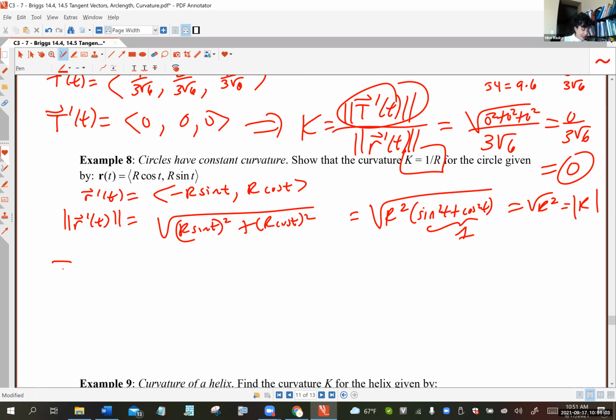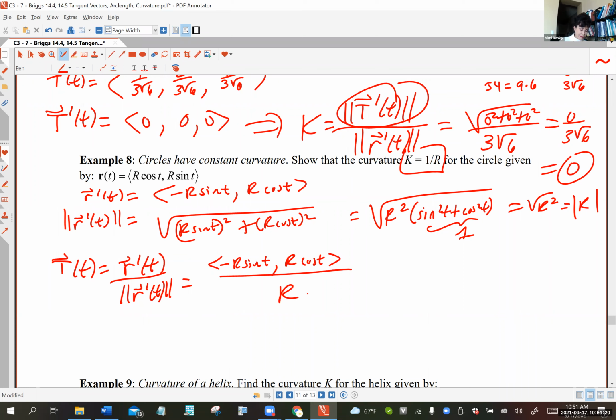Now it's time to get big T. That means unitize your velocity vector. What's going to happen is the R's will cancel. Ooh, that's nice. So then big T isn't that bad. Then what? Take big T prime. And I get negative cos, negative sine.